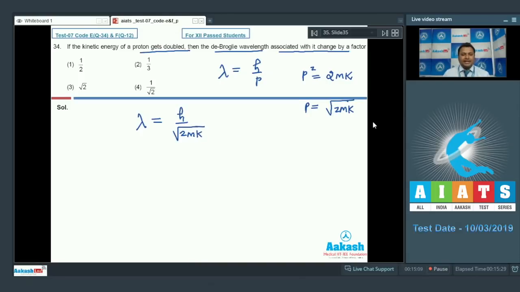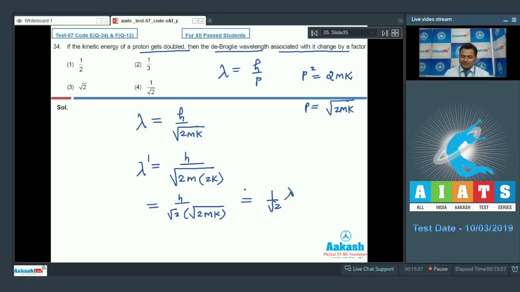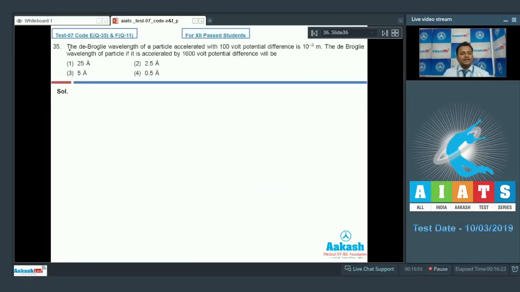If we make the kinetic energy double, then the wavelength will change, given by lambda dash, which is h by under root 2m into 2K, because the kinetic energy is doubled. So this can be further written as h upon under root 2 times under root 2mK, which is equal to 1 by root 2 times lambda. So wavelength is changed by a factor 1 upon root 2. So that's why we'll go with option number 4, which is absolutely correct. Now let us proceed to the next question, that is question number 35. So here is question number 35.